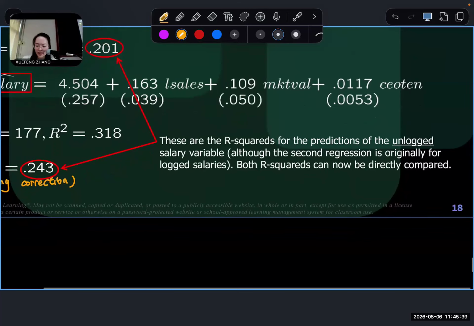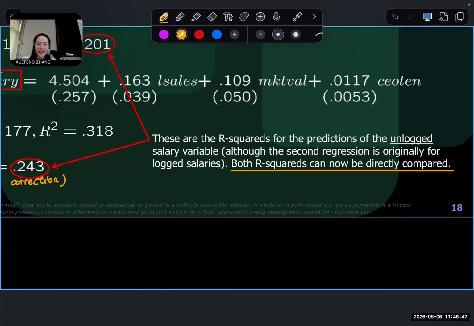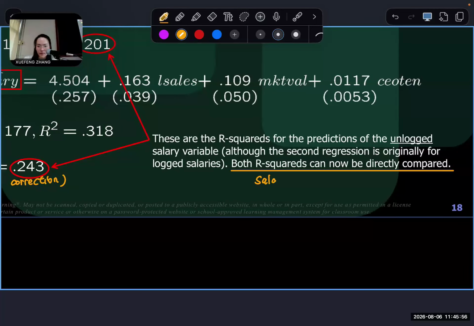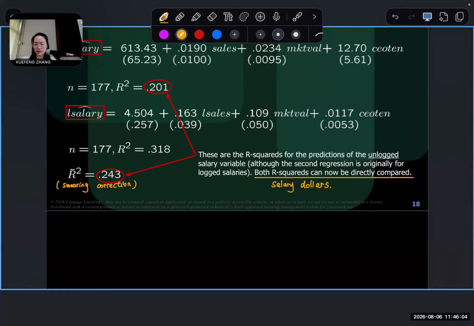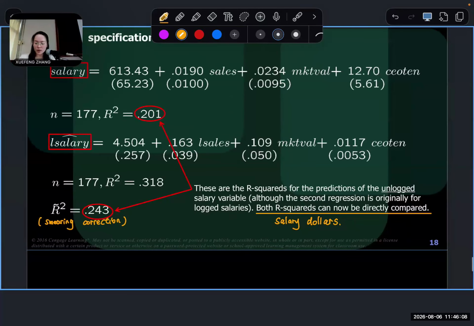So let me write it down here. Right now, both R squares can be directly compared because both R squares are using the same units, right? Salary dollars. Okay, so I finished chapter 4.2 now.